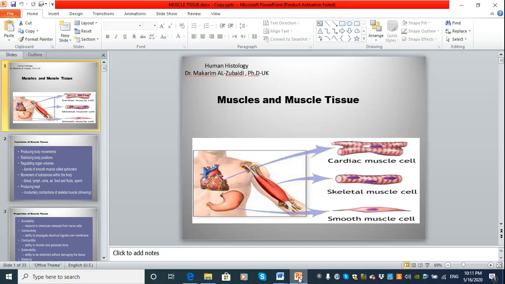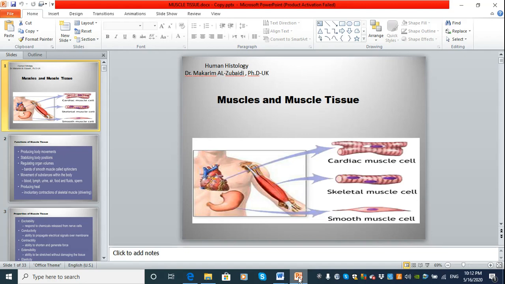My lecture for this week in human histology is muscle tissue and nervous tissue. There are three varieties of human muscles: skeletal muscle, smooth muscle, and cardiac muscle.